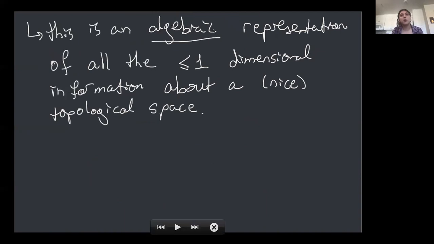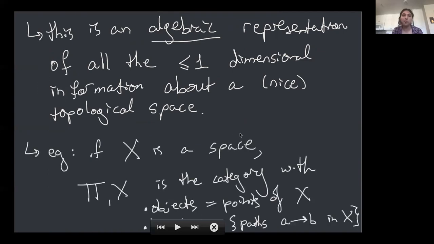Okay, so this is an algebraic representation of all the less than one dimensional information about a nice topological space. If you give me a nice topological space, I can form the fundamental groupoid. And how do I build the fundamental groupoid? Well, I make a category. I give one object for every point in my space. And what are arrows between my objects? Arrows between my objects are exactly paths in my space. And so this fundamental groupoid captures all the one-dimensional information about my space X.